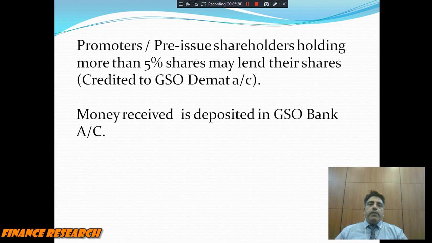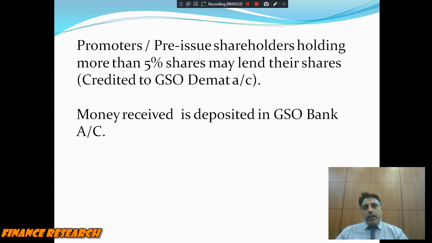These promoters or pre-issue shareholders who have more than 5% shares may lend their shares to the merchant bankers in order to stabilize the prices. So obviously they will open a GSO demat account in which 15% of the shares will be transferred, okay, for further over-allotment or for buying and selling in the secondary market. And whatever money is received in this transaction will be deposited in the GSO bank account.